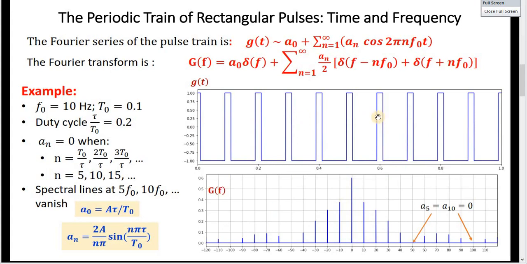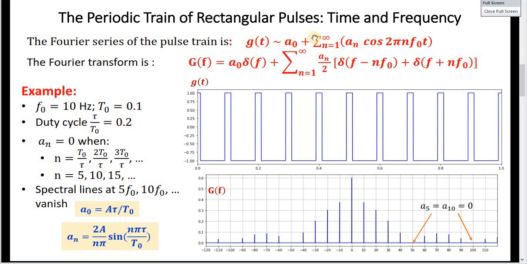Let's assume that we have a rectangular pulse train with frequency f equal 10, which means that the period t0 is 0.1. We also assume that the duty cycle is 0.2. So the ratio of this on time by the entire period is 0.2. So 20% of the time, the pulse assumes the value 1, and 80% of the time, the pulse assumes the value 0. This is what duty cycle means.